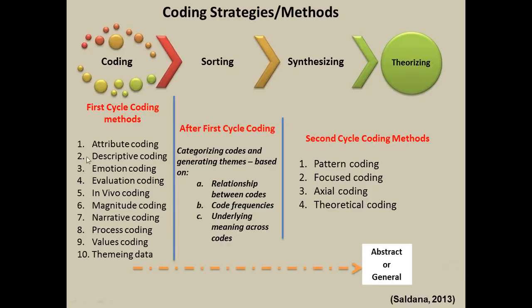Right. So the first cycle coding, I got it from the book that I recommended. They have about 32 coding methods, and I have identified about 10 that most people use. So we have an attribute code and descriptive code. Don't worry about the definition or what the code is all about. I just want you to know the kinds of code that are under the first cycle coding. And I'm going to talk more about it when we go further.